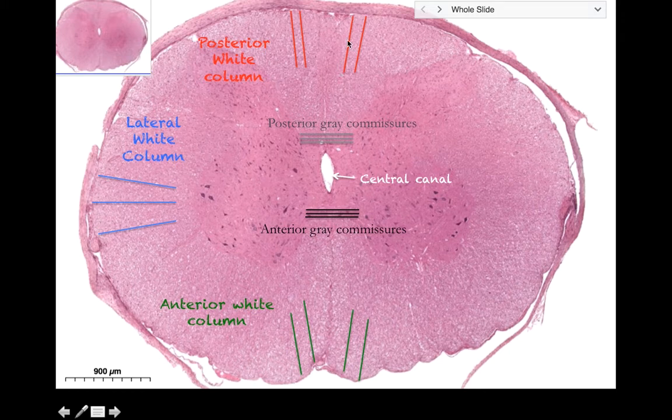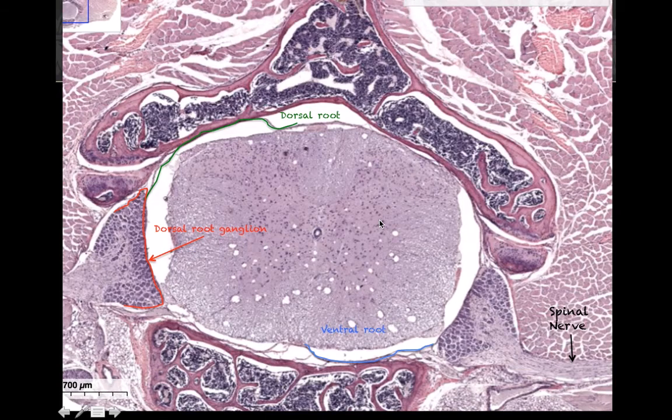So on the top, you call that the posterior white column, those tracts of white matter on the posterior side. Then you have the lateral white column on the lateral side, and then the anterior white column. And then you have your posterior gray commissure on the top of the central canal, which is just the gray matter lines on the top running this way diagonally. And then on the anterior side, you have the anterior gray commissure.